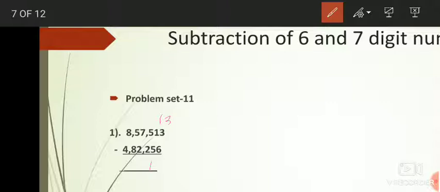Okay, so this 13 minus 6, how much, students? 13 minus 6 is 7. Now here the borrowed point we gave below, so we have to add these two numbers. 5 plus 1 is how much, students? 5 plus 1 is 6. Yes, 5 plus 1 is 6.